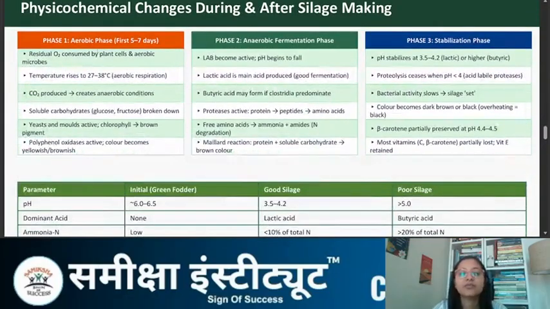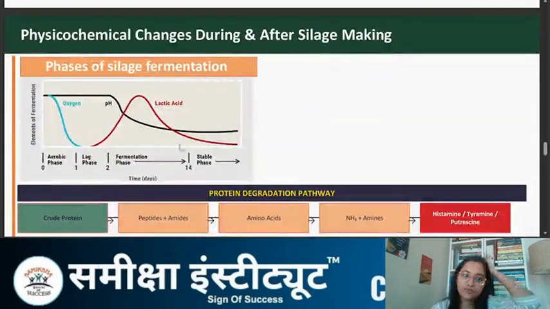As I mentioned, during the first 5 to 7 days there is the aerobic phase. Carbon dioxide is liberated and oxygen is utilized. Then comes the second stage, the anaerobic fermentation stage, and lastly the stabilization phase. In the aerobic phase, oxygen is present but constantly depleted. The plant cells are living at this moment and will utilize oxygen continuously, until it gets depleted.